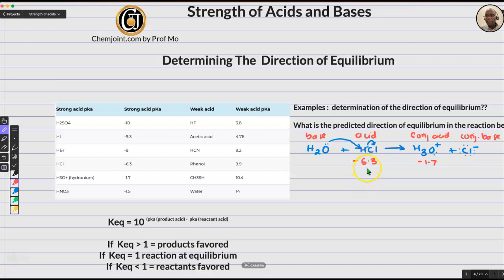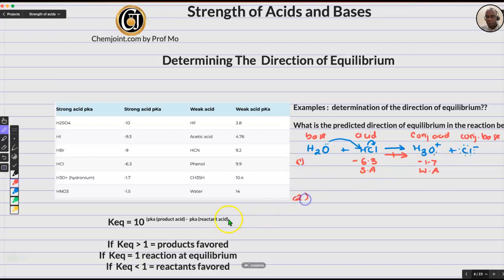Equilibrium lies on the side of the weak acid. The lower the pKa, the stronger the acid. This will be the stronger acid of the two, and this will be the weaker acid. Hydronium itself is not a weak acid, I'm just saying it's a weaker acid. So I predict the equilibrium will go this way. That is method 1, using the law that equilibrium always lies on the side of the weak acid.